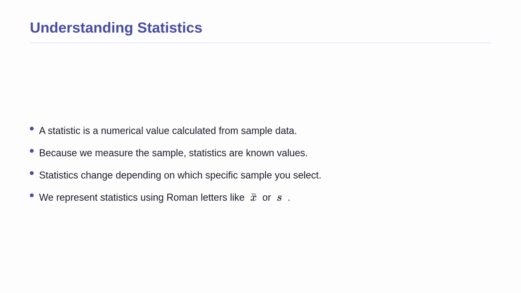In contrast to a parameter, a statistic is a numerical value calculated only from our collected sample data. Because we can actually measure our sample in the real world, statistics are known values. However, they are variable. They change depending on which specific sample you happen to pick on any given day. We represent statistics using standard Roman letters, like X bar for the sample mean, or S for the sample standard deviation. These letters remind us that we are looking at an estimate.